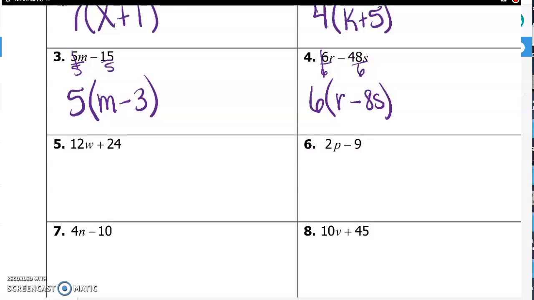Number 5. 12 does go into 24. So 12 is what you write on the outside. Then we're going to divide both by 12. So the 12's cancel and we're left with w plus 24 divided by 12 is 2.